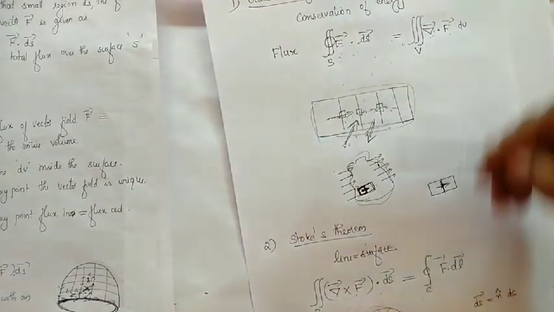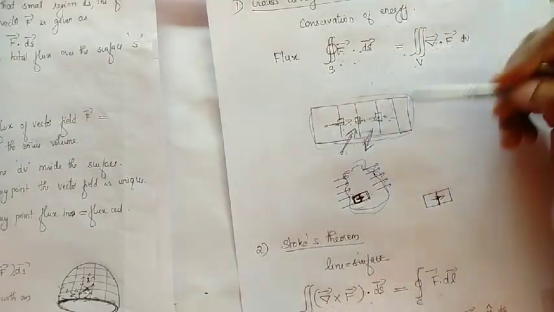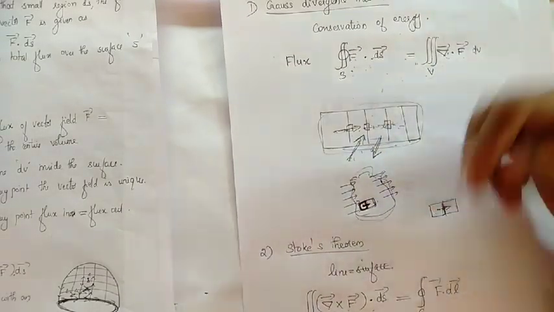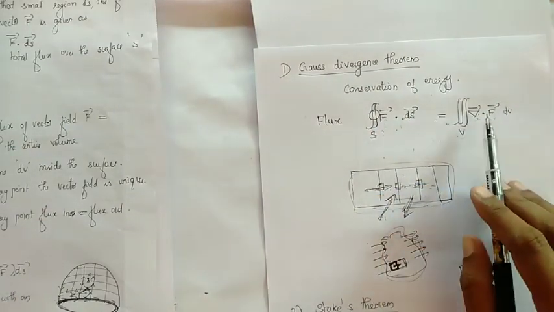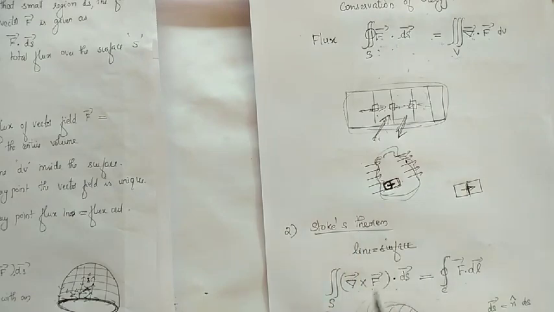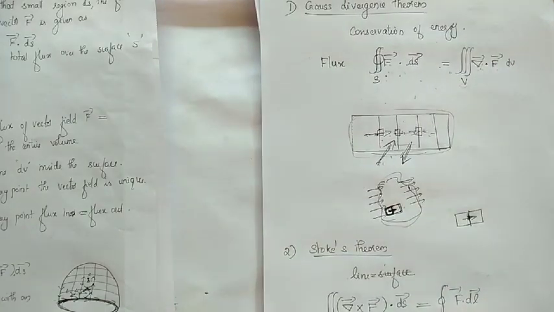These two equations you have to keep in mind, because we have to apply these two theorems in our Maxwell equations derivation. Gauss divergence theorem relates surface integral to volume integral. Stokes theorem relates surface integral to line integral. Okay, so keep these two in mind.